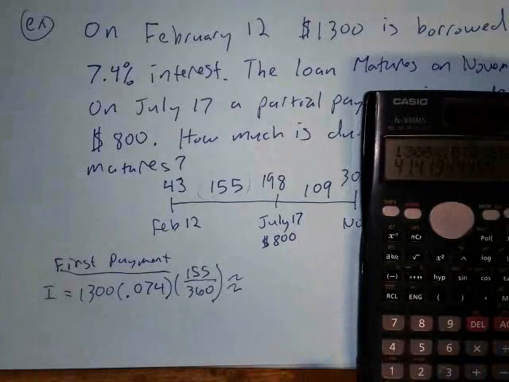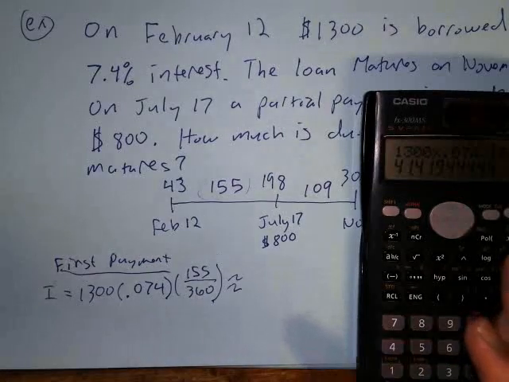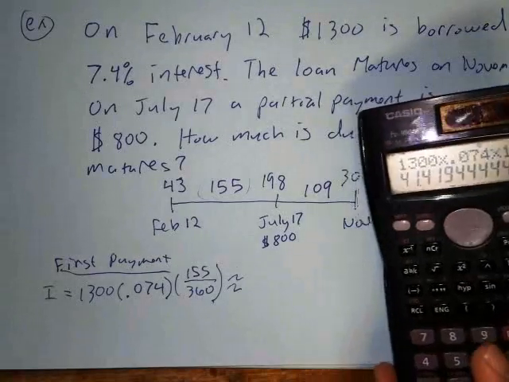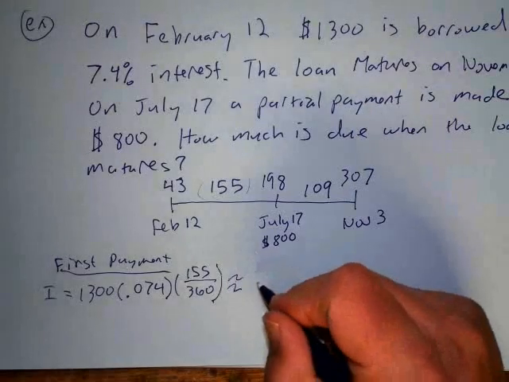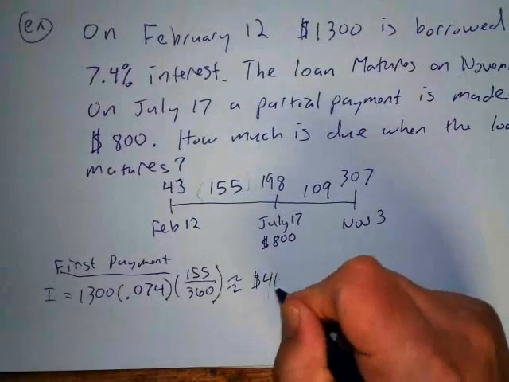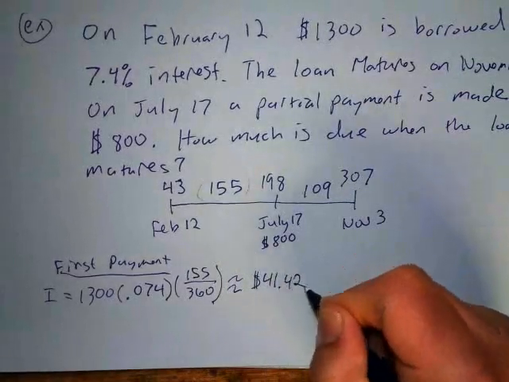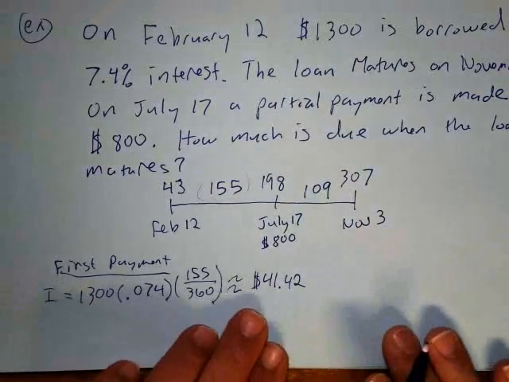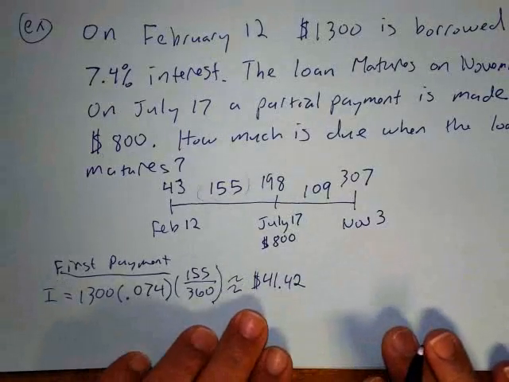So it looks like $41.42. Okay, this is how much interest I owe on the loan.